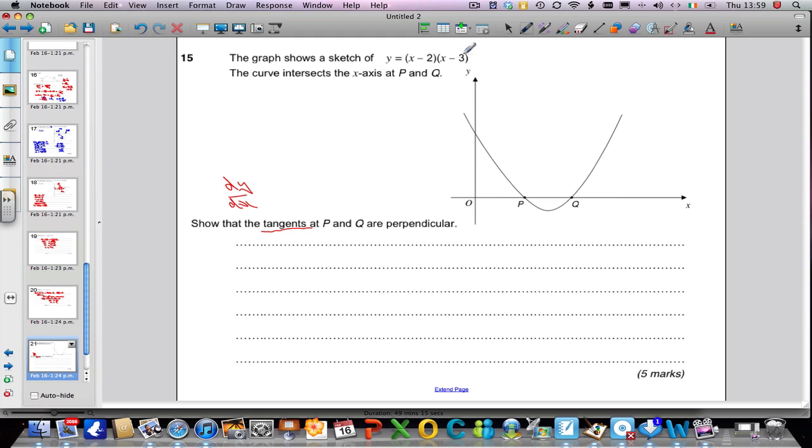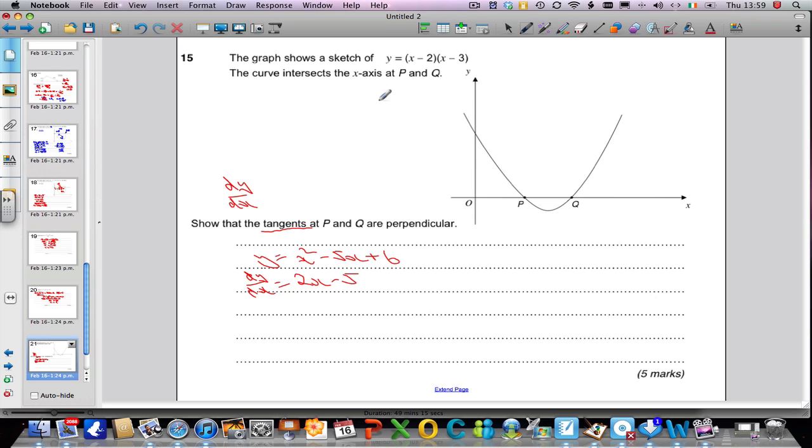Well, it's difficult to differentiate like that unless you know your product rule, but you don't need to know the product rule, so I'm just going to expand it out. So y equals x squared minus 5x plus 6. So that's what y is. That means dy/dx should be equal to 2x minus 5. So dy/dx is 2x minus 5. So that's the gradient function of the tangent to the curve.